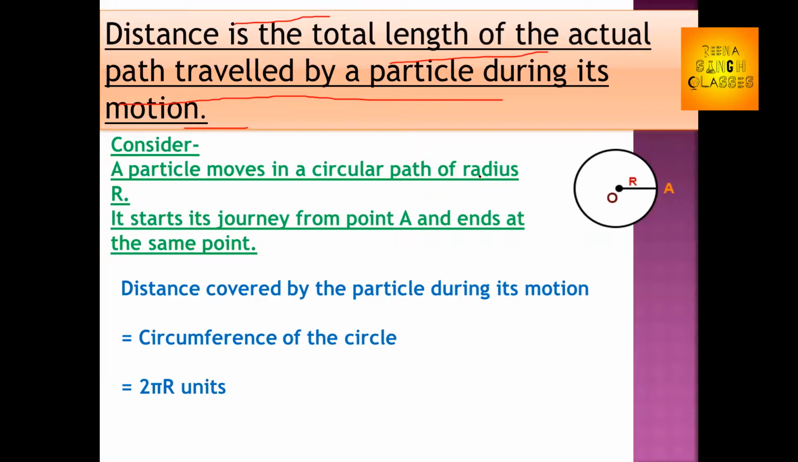Consider an example: a particle moves in a circular path of radius r. It starts its journey from point A and ends at the same point. So what is the distance in this case? The total path traveled by the particle is the circumference of the circle, which is 2 pi r units.